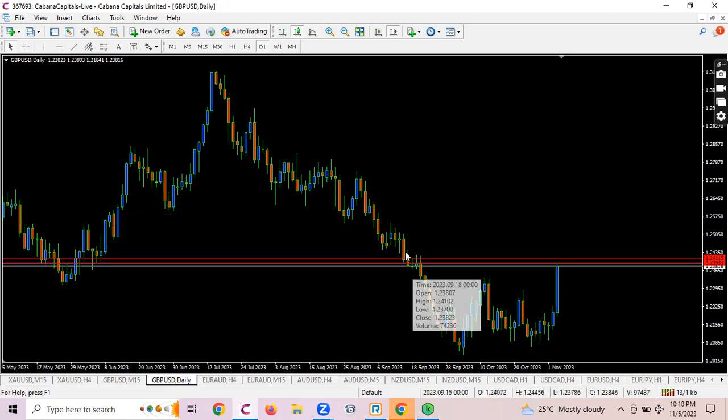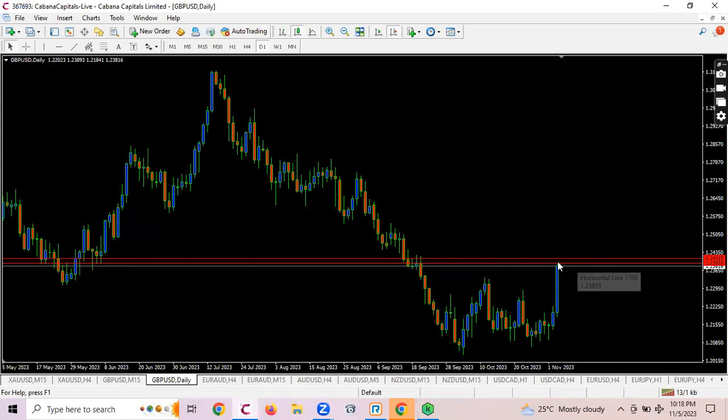We have another block here, right? This is another block. So it's possible price will pull back from this zone. This is the zone you should look out for. The candlestick formation in between this zone would determine if we have to sell or buy.